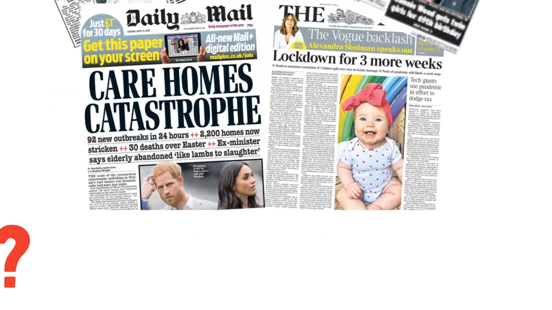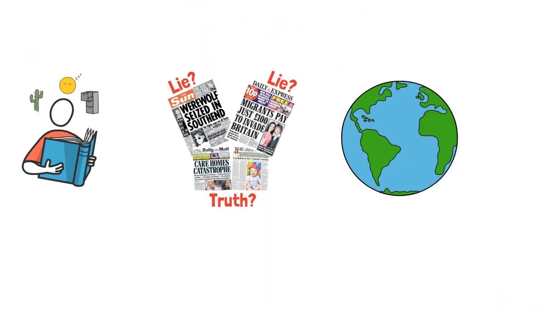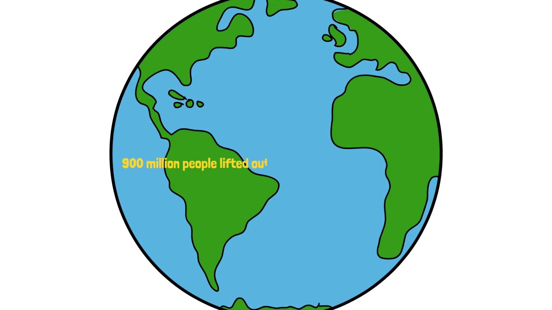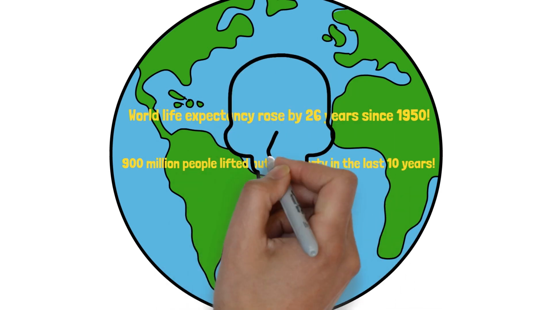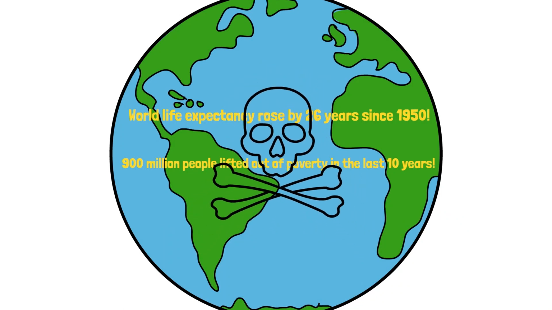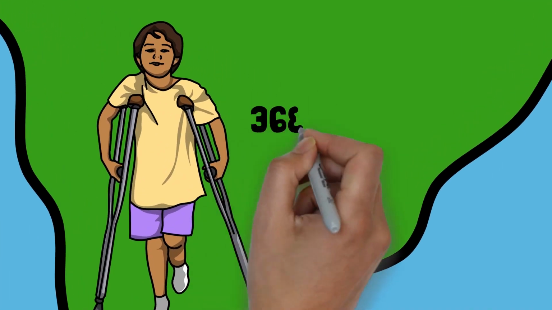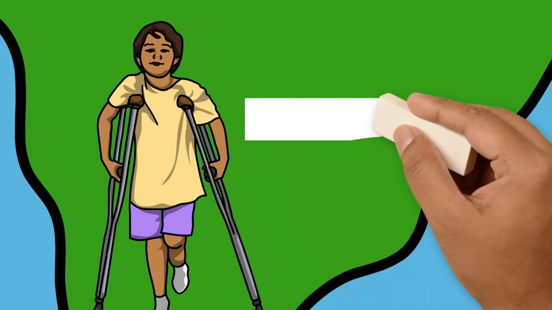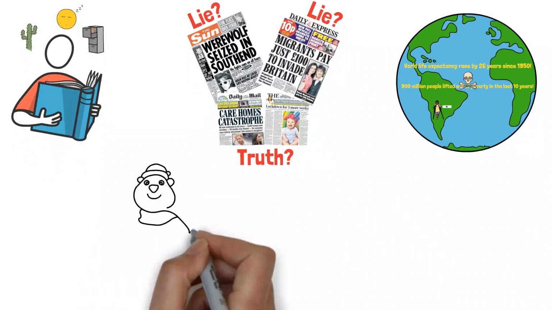When was the last time you read headlines like these? 900 million people lifted out of poverty in the last 10 years. World life expectancy has risen by 26 years since 1950. HIV death rates are at their lowest in 28 years. Polio cases have almost disappeared from 368,000 in 1980 to just 46 in 2016.